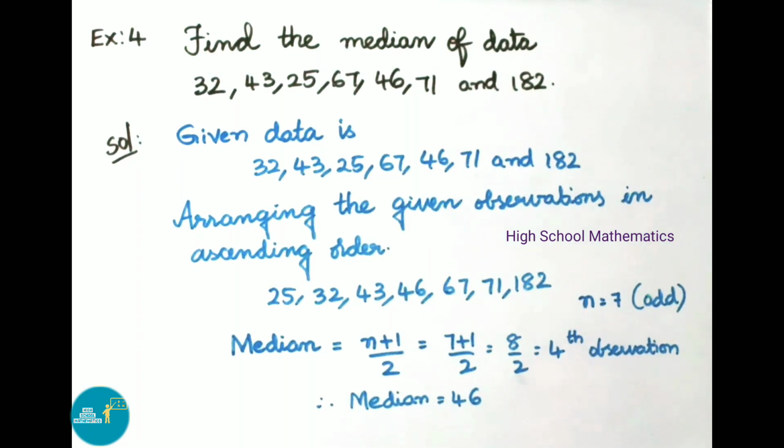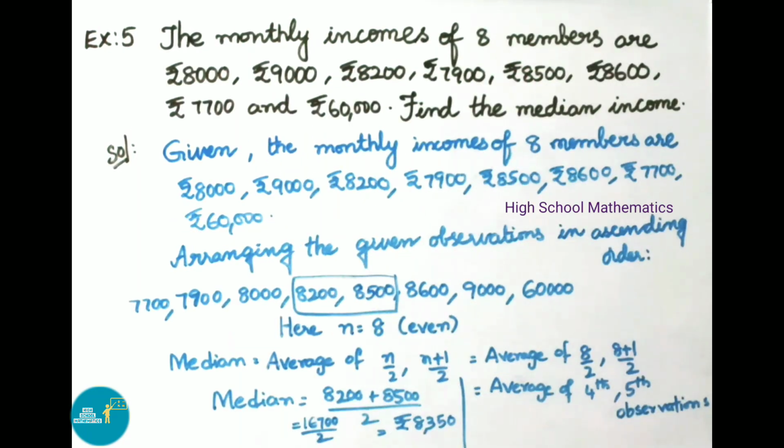n is the number of observations, that is 7 numbers were there. So n value is 7. Write down 7 plus 1 by 2. 7 plus 1 means 8 by 2. 2 fours are 8, that is 4. That is the fourth observation we have to take. From the given observations, the fourth observation is 46. Therefore, median is equal to 46.